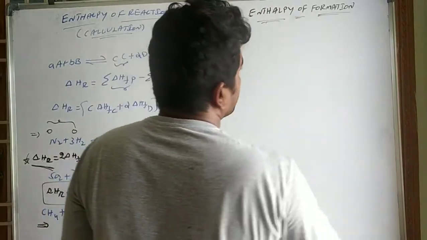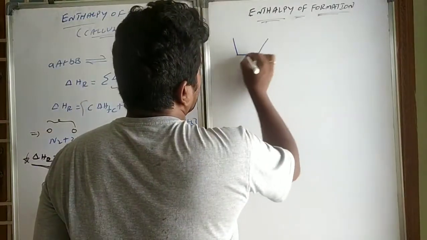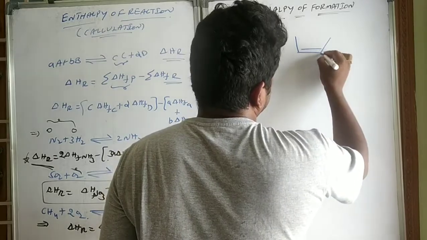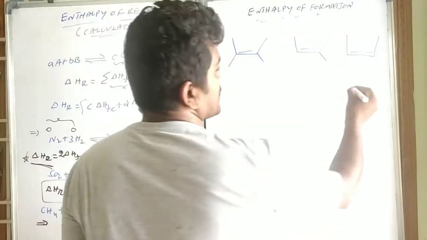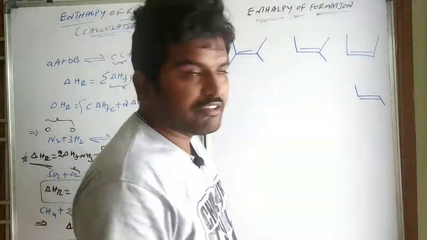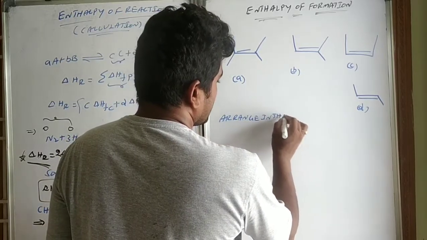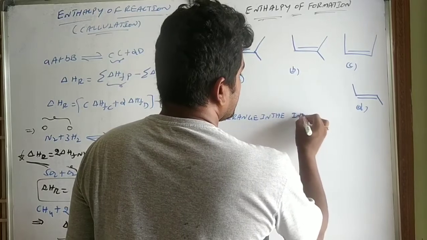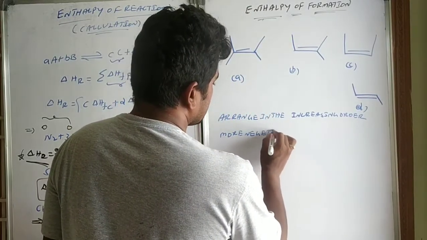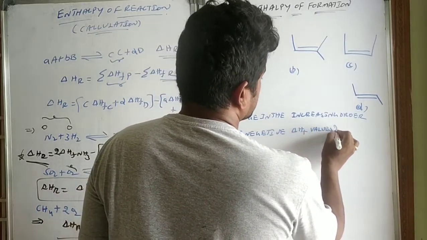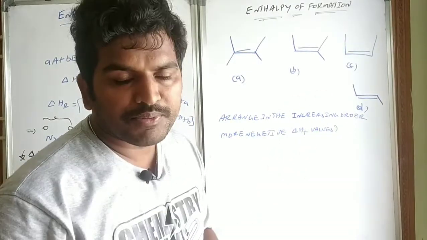The question is, which of the following will be having more negative enthalpy of formation? See, these are the compounds we are having. Or simply, arrange in the increasing order of more negative enthalpy of formation values. Which will be having more negative enthalpy of formation means more stable the compound, means more is the negative enthalpy of formation value.